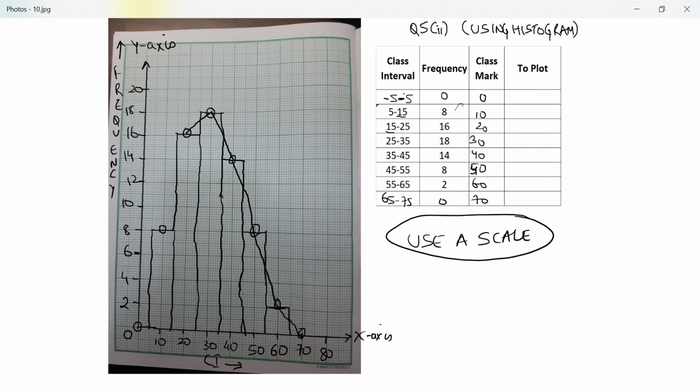Unfortunately, I do not have a software which allows me use of scale. This software does not have scale.